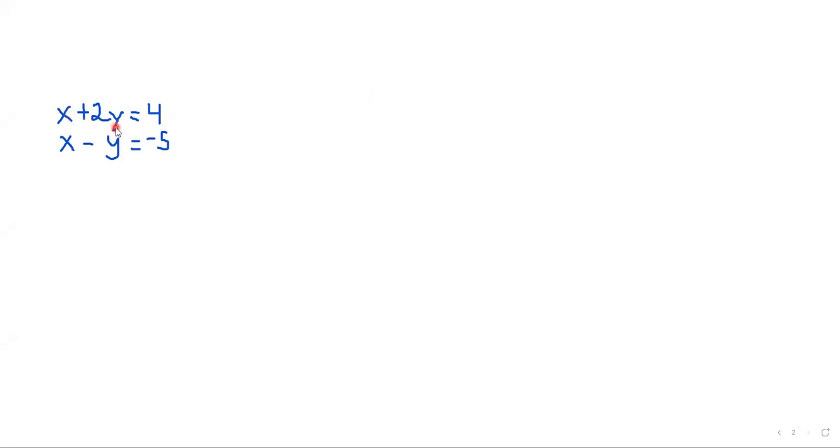We want to eliminate one of them so we can get a regular number for a letter, and then take that answer, plug it back into one of these original equations and figure out what the other letter is. But we notice that we have x and x here, but they're both positive, so they can't be eliminated. And then we have a positive 2y and a negative y. So I'll show you, what do we do here?